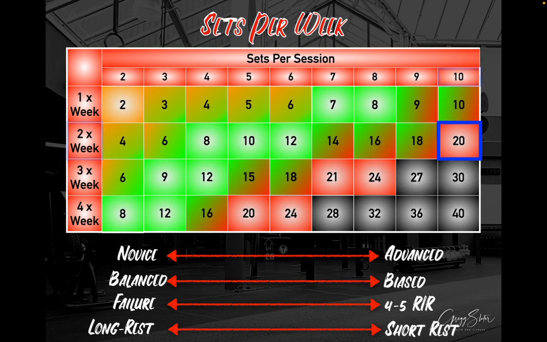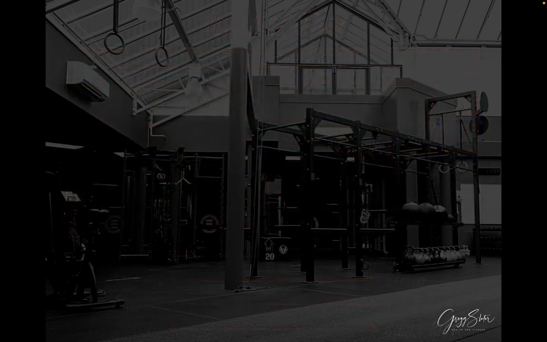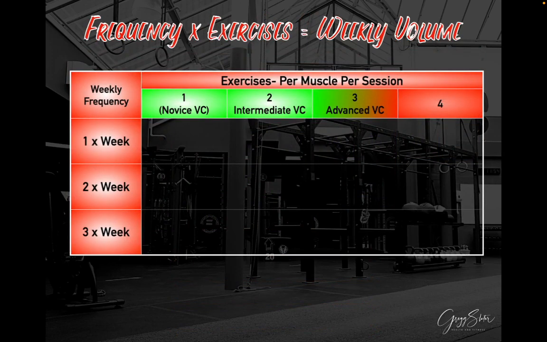Just another quick example here, you get the idea, right? Train a body part twice per week, 10 sets within the session, 20 would be overkill for most people. But that is where that evidence-based recommendation of 10 to 20 sets comes from. It's this idea that we only have so much productive stress we can do within a session volume cap. Therefore, there's only so many total sets we can do within a week.